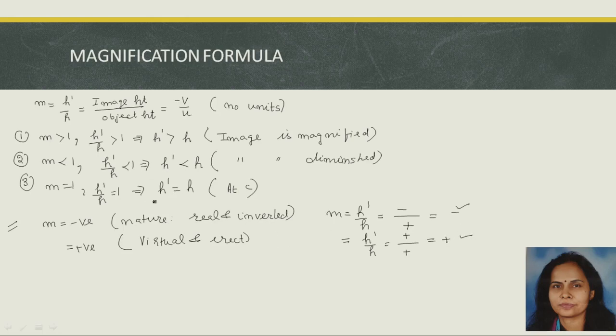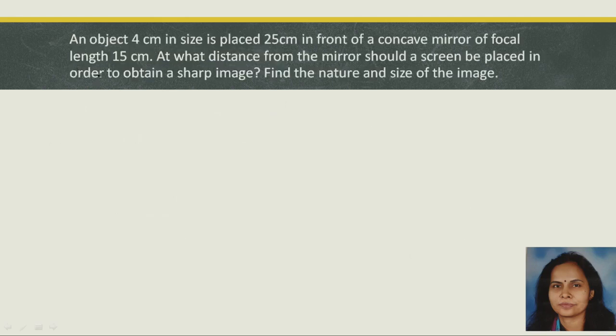So the magnitude of the magnification tells us whether the image is magnified, how much it is magnified, or how much it is diminished. And the sign of the magnification gives us the nature of the image: virtual, erect, real or inverted, right? Now keeping in mind your magnification formula, mirror formula and the sign convention rules, let's do one numerical here.